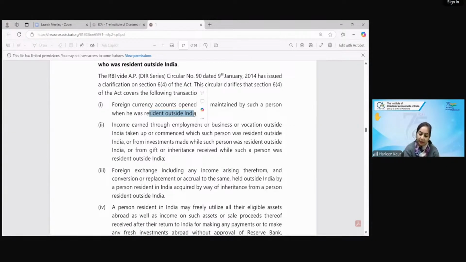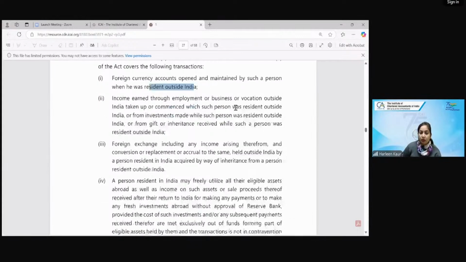Foreign currency accounts means an Indian citizen has opened a bank account abroad when he was a PROI, then he can still have this account open because this is a capital account transaction. Any income earned by way of employment, business or vocation outside India or commenced when he was resident outside India, or any investment he made when he was resident outside India, any gift or inheritance he has received, this is also a capital account transaction. All the assets and liabilities that we're creating, right? So whether you are earning salary income from business or employment or whatever work you have taken up outside India, or you have invested something, any house you have purchased outside India, you have sold it, any gift or inheritance you have received, all these are capital account transactions.